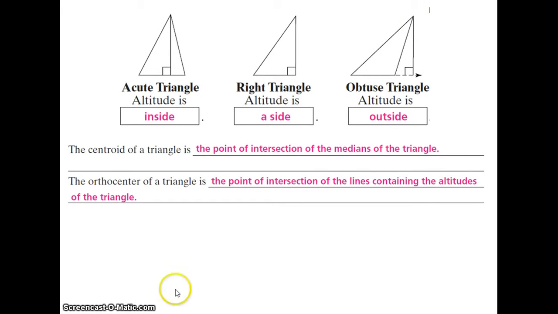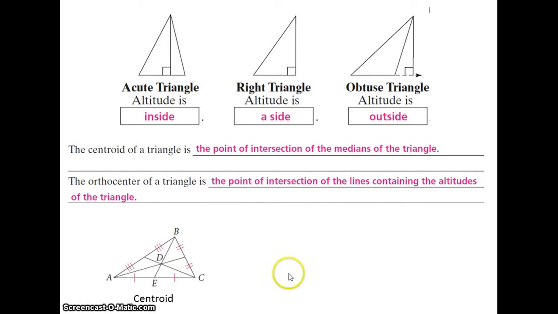The centroid is the point of intersection of the medians of the triangle, right in the middle of that. And here's an example of the centroid. I've already shown you one on the previous page. It's where the medians meet.